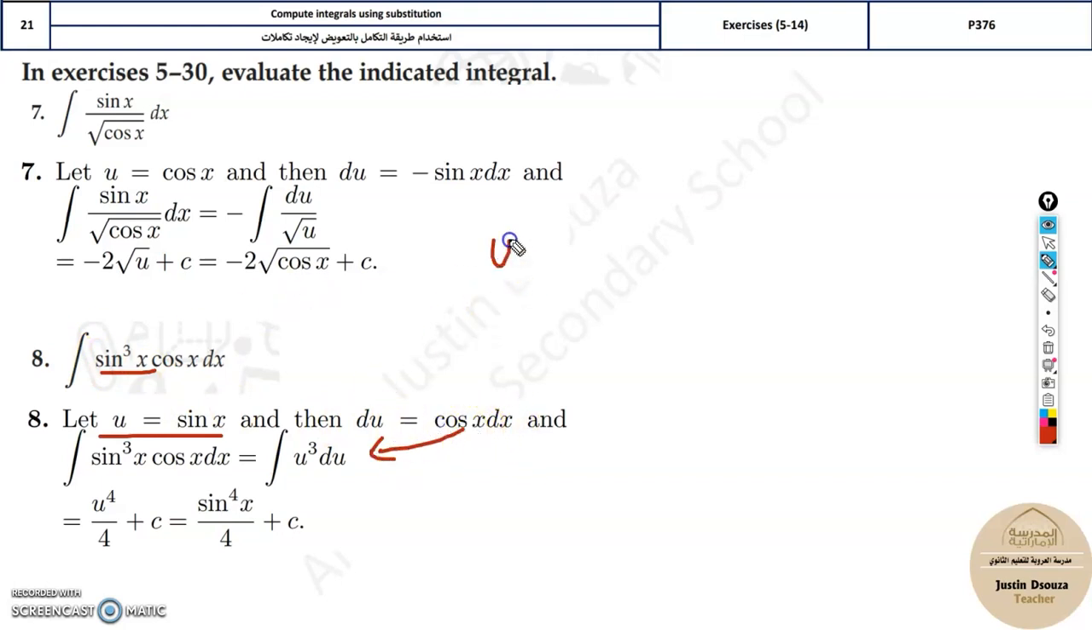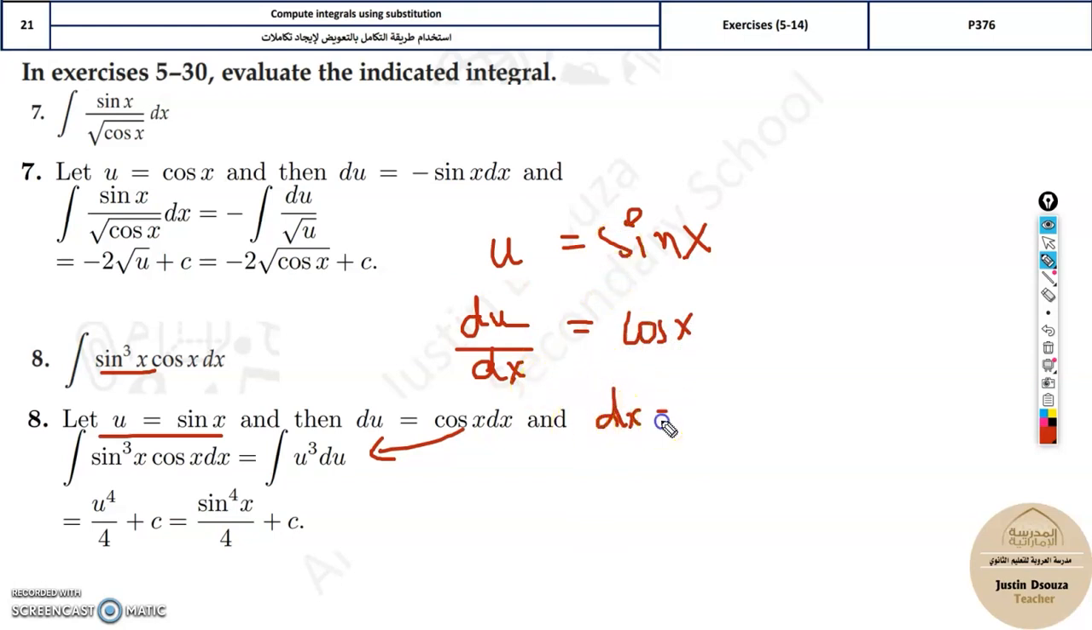I will just do this once again. u is equal to sine x. du by dx is equal to cos x. Okay, the differentiation of sine is positive cos. Now what is dx? dx is equal to du by cos x.